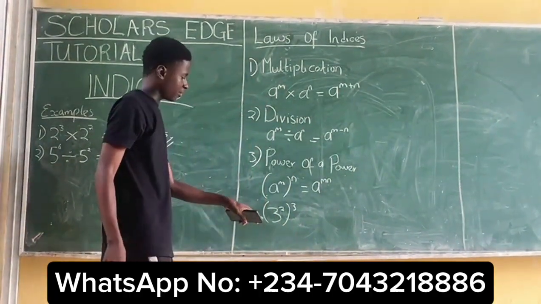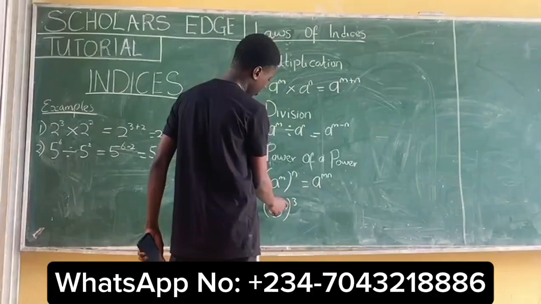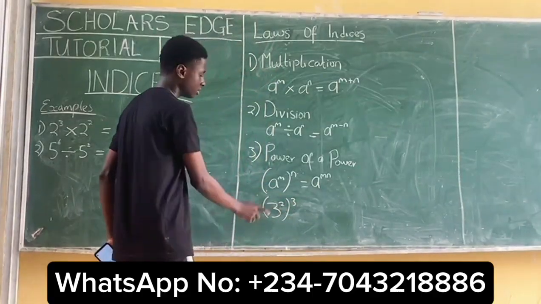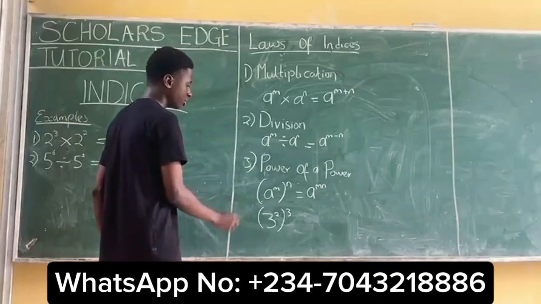We have 3 to the power of 2, all raised to the power of 3. 3 to the power of 2, all raised to the power of 3. So how do you solve this?